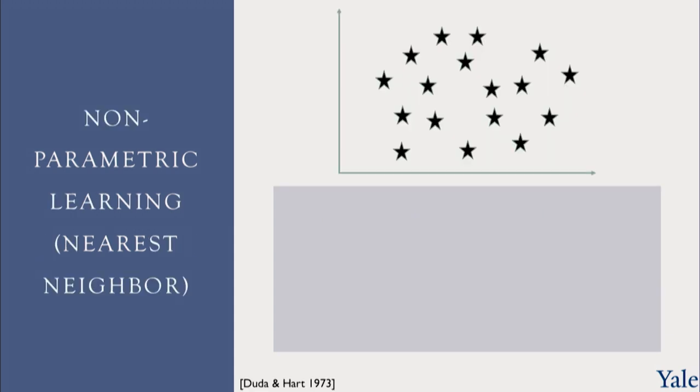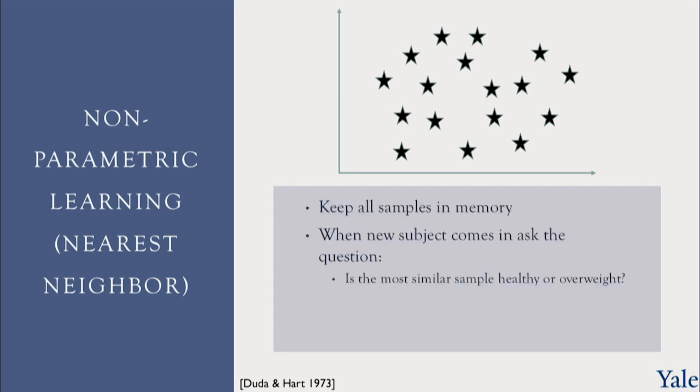The oldest method in the book is nearest neighbor. So here's a set of data. We keep it all in memory. When a subject comes in, we ask the question: is the most similar sample of those we have in memory healthy or overweight? And we use this to classify. If you think about this, this is how we often do many tasks in life, and this is what doctors often do when they do diagnosis. You look at a patient and you say, okay, what patient does this remind me of? And you find the most similar patient in your long memory of seeing previous patients, and you say, well, that was the diagnosis, so chances are this person is going to have a similar case.